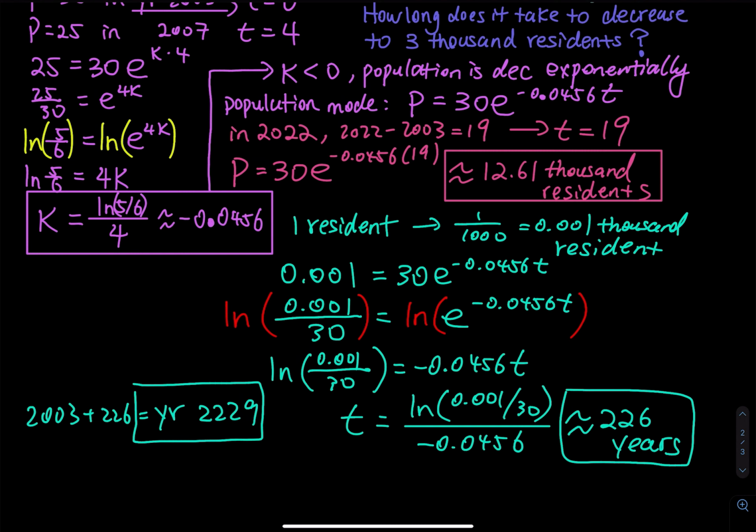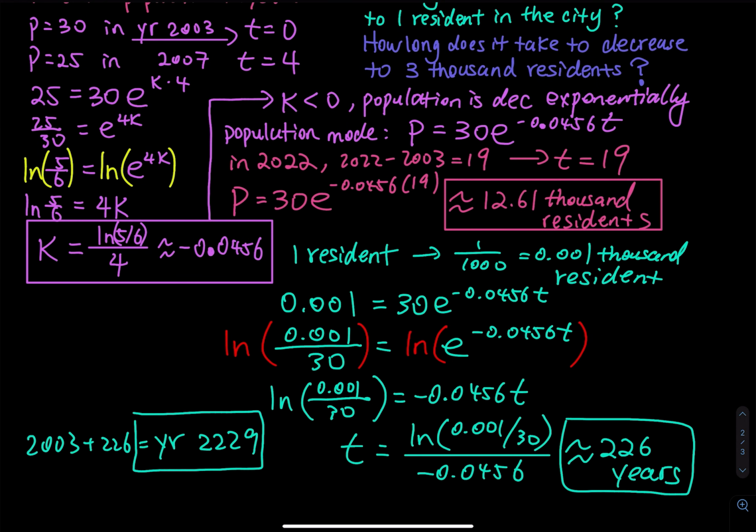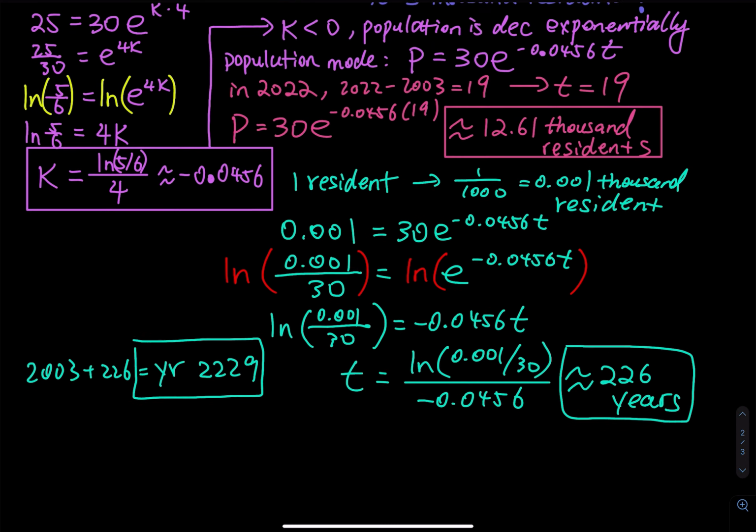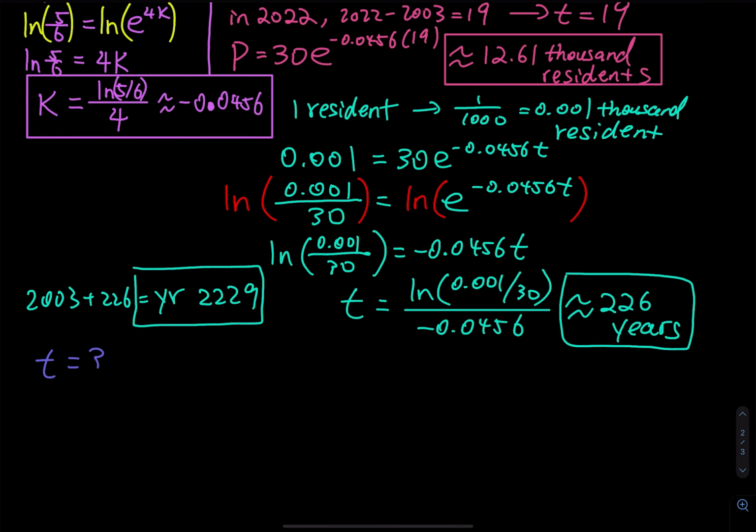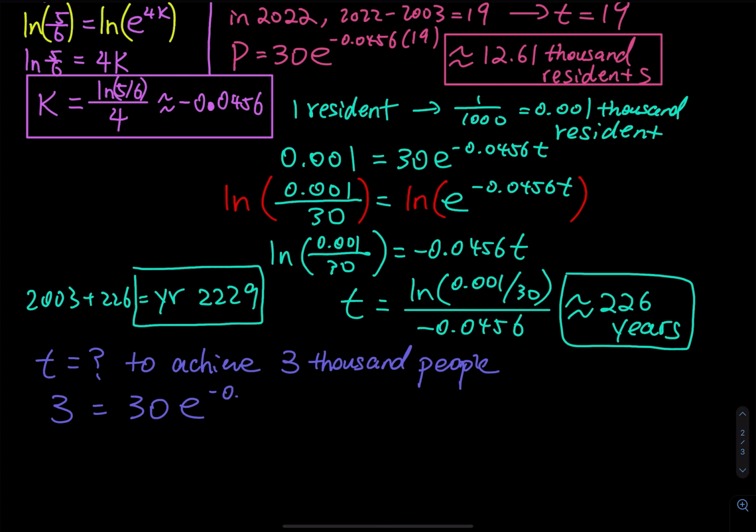All right, so we have another question. If you look all the way up, the purple one: how long does it take to decrease to 3,000 residents? 3,000. Should I still take 3 divided by 1,000? No, 3 is already in 1,000, so we will just use 3. So we have what time it is to achieve 3,000 people. So we will just plug in a 3, that is equal to 30 e to the negative 0.0456t, and then just solve for t.